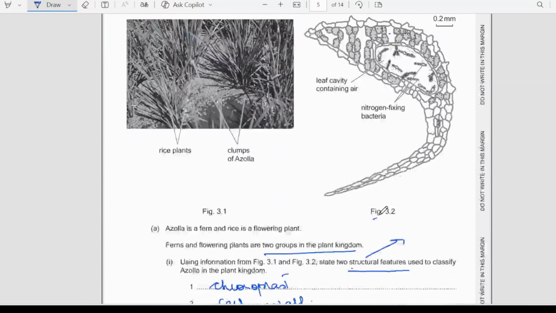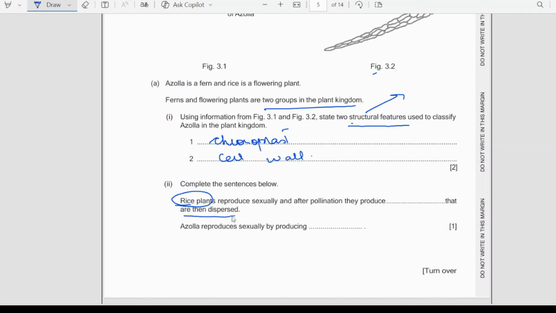Rice plants reproduce sexually, and after pollination, they produce dash. Okay, let's move to the next part as well. That are then dispersed. What is dispersed? Yes, so we have to write seeds. And azolla reproduce sexually by producing, I have told you in the start, what do they produce? Spores.